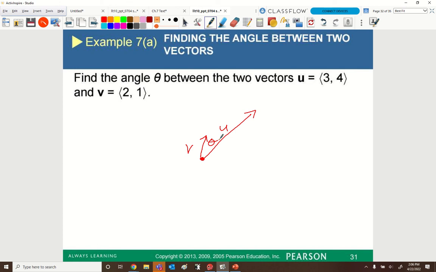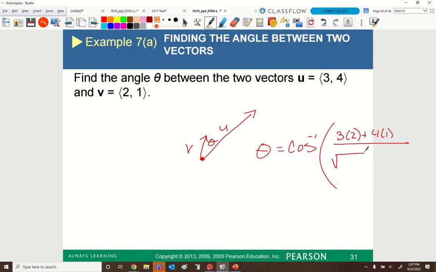To do this, you would have to find the dot product of u times v. To find that angle, you would use inverse cosine, right? u times v would be 3 times 2 plus 4 times 1, over the magnitude. How do we find the magnitude? With the absolute value, right? It's the square root of a squared plus b squared. Very good.